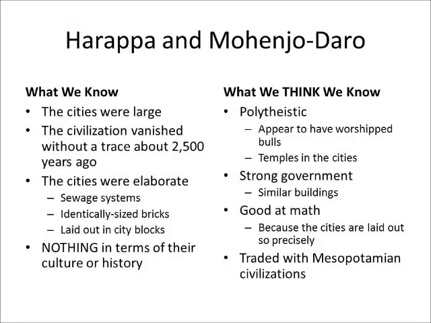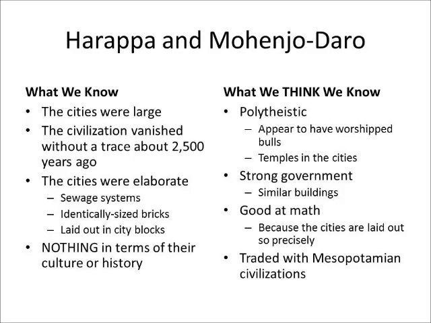Now, even though we don't know a lot for sure, there are some things that archaeologists have determined based on artifacts and evidence that have been found at these cities. We know they were pretty large. Harappa and Mohenjo-Daro, both more than a mile across, which for the time was huge. We know they vanished without a trace about 2,500 years ago.